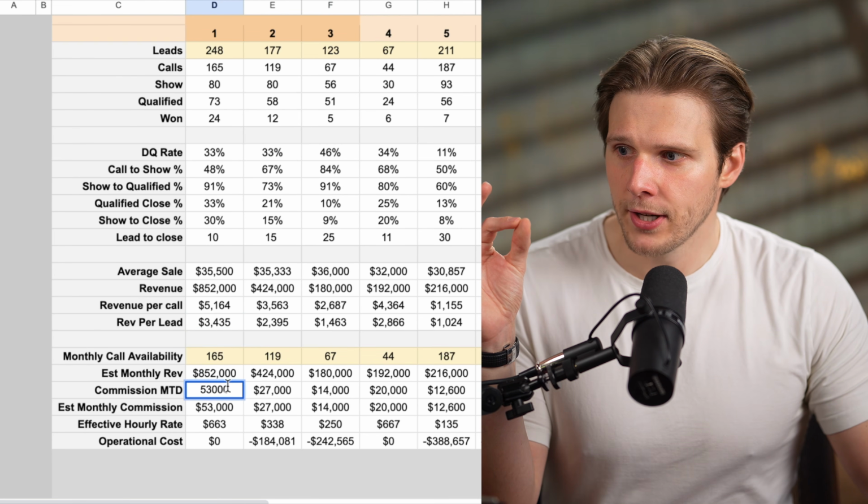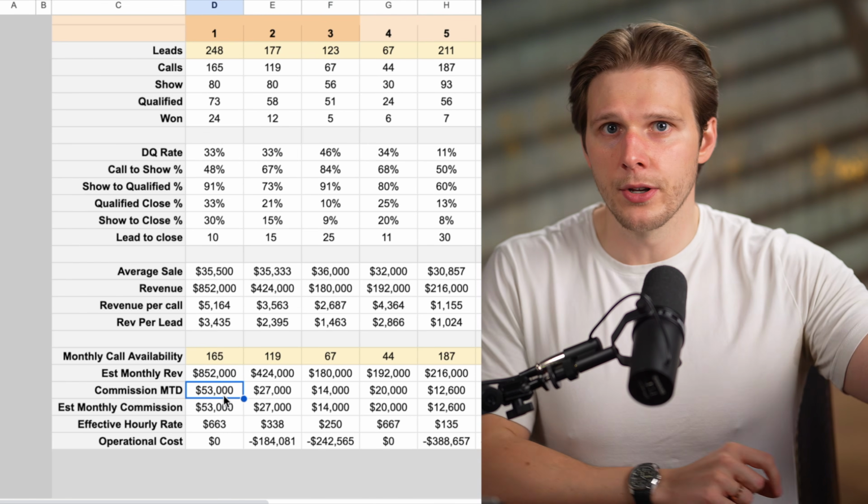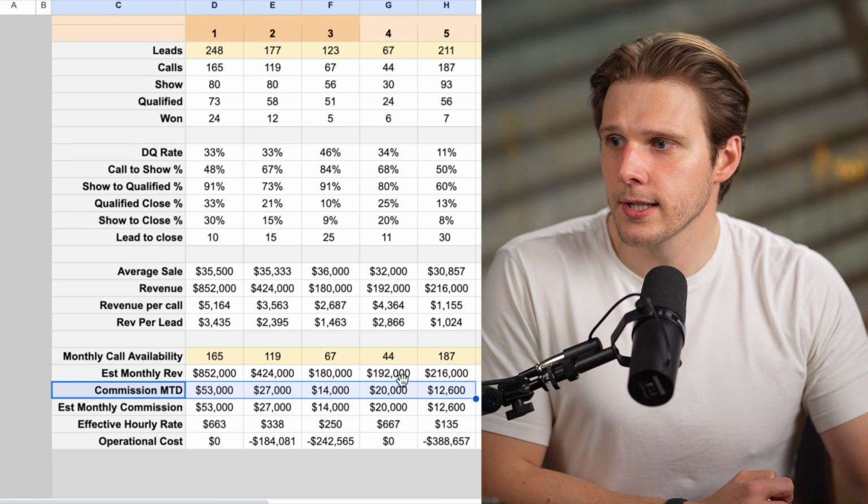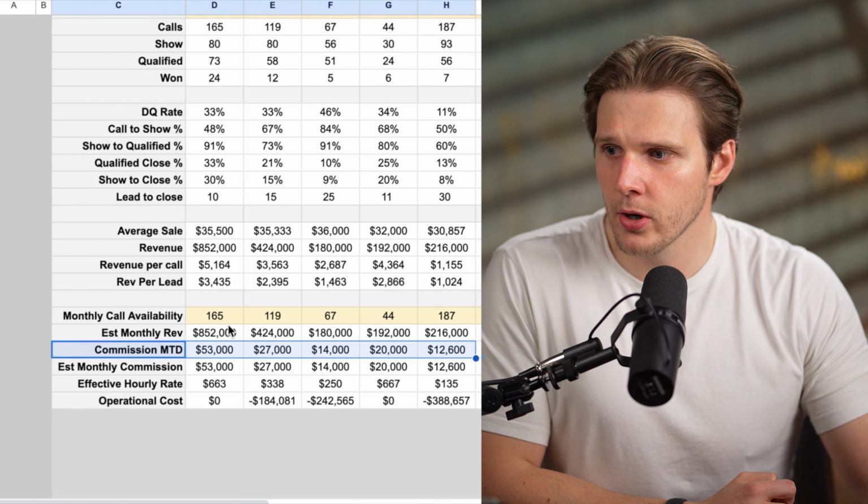We also have a commission month to date, which is pulled from another sheet that all of the sales reps use to track their own stuff. And this is a current progression. Since this is measured at the end of the month of September, it's already calculated.